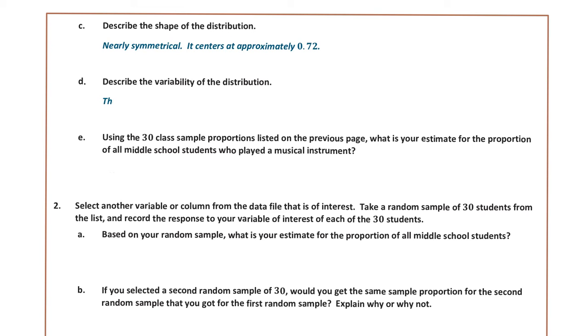All right, D. Describe the variability of the distribution. So that means we're going to talk about where our dots are and where we see the spread. Well, the spread of this distribution is symmetrical, so we can say that this distribution is from 60 hundredths to 84 hundredths.